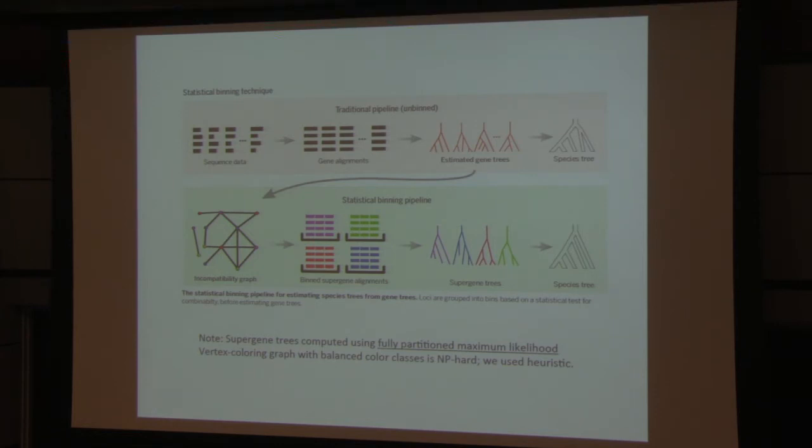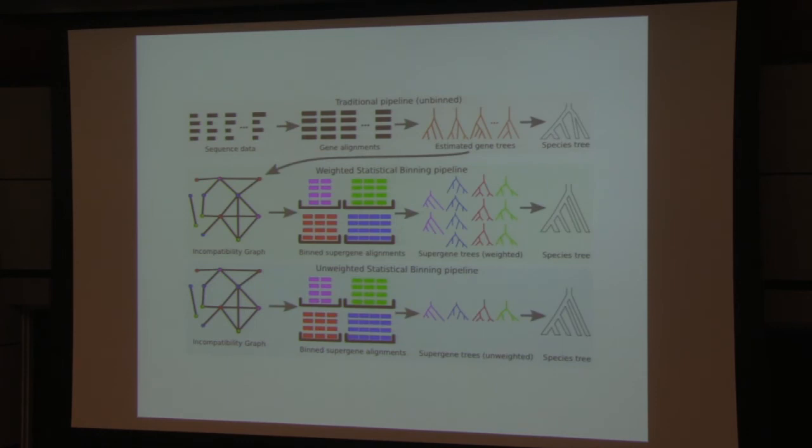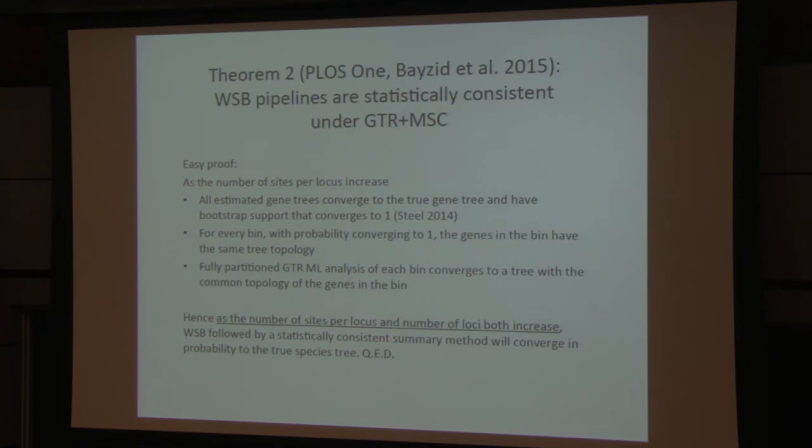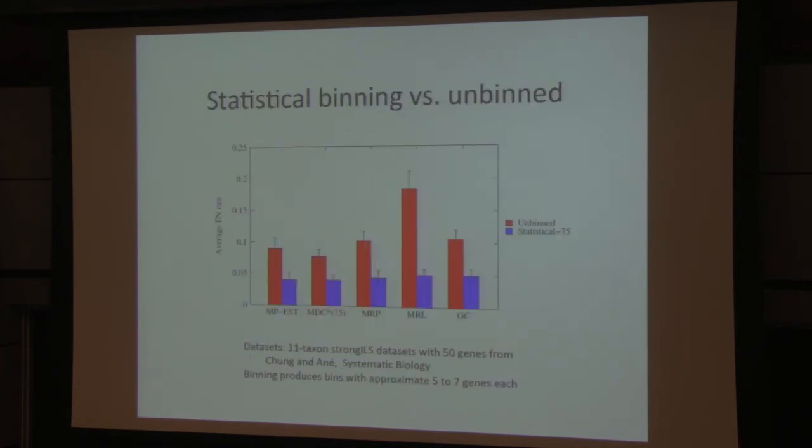So we made a version of this called weighted statistical binning, where we have as many super gene trees as we had original gene trees. Okay, so we're just replacing the original gene trees. Just a minor modification, but that minor modification gives a nice theorem, a theorem of statistical consistency. Okay. Here are some data showing the impact of statistical binning.